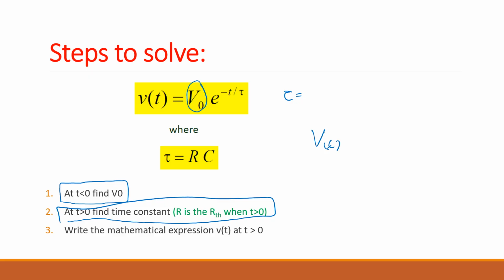So we need to draw two circuits. One is when the time is less than or equal to 0, and the other one is when the time is more than 0. You have done this in your Thevenin topic as well, so I hope you should be fine with this. And let's take an example and do it.